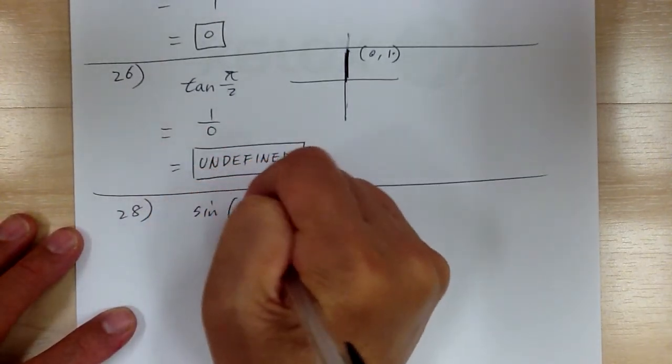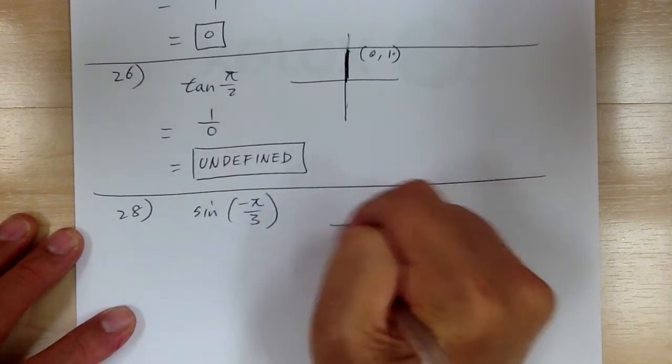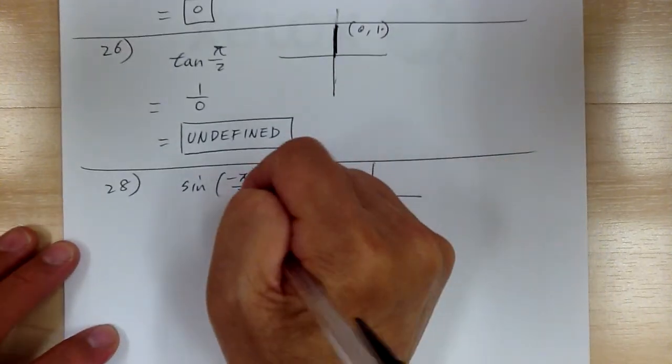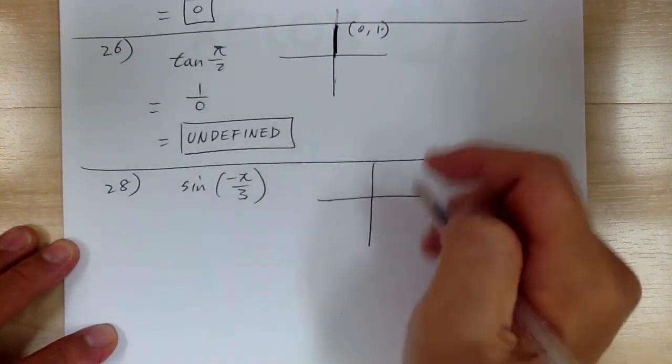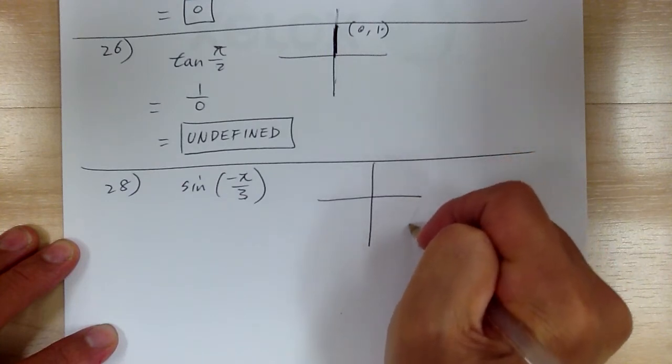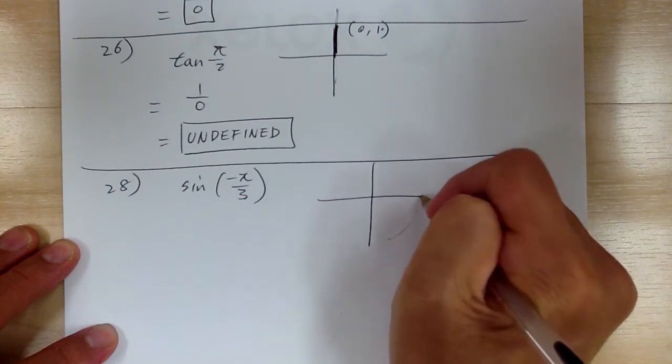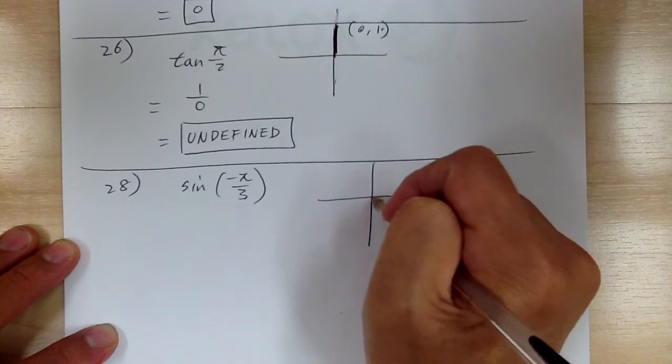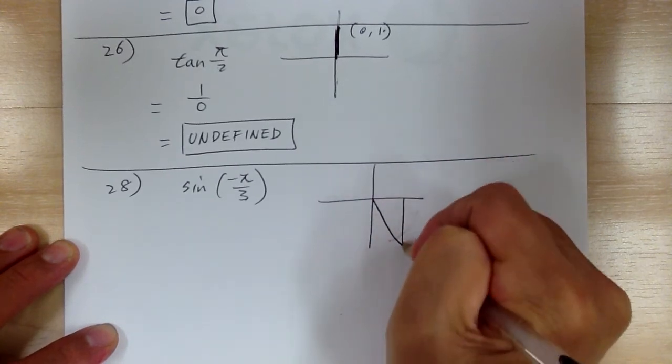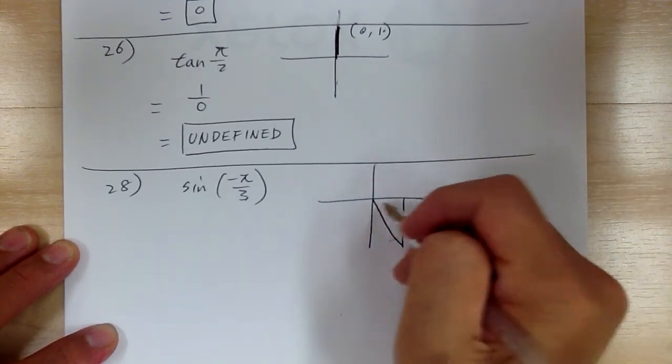You have sine of negative pi over 3. So again, whenever you see the 3, that's two numbers on the clock. So negative pi over 3 is going to be two numbers this way. If you start at 3 o'clock, you go 2, you're going to end up at 5 o'clock position. Okay, so that's your negative pi over 3.